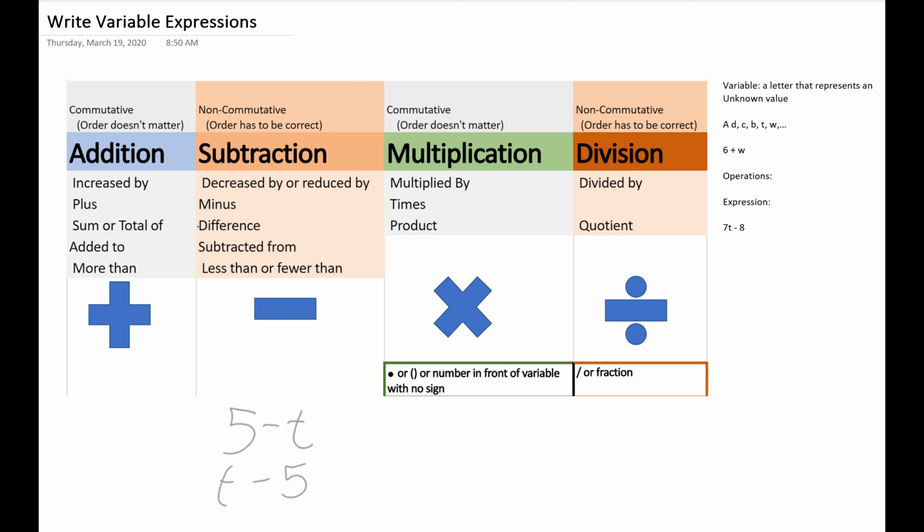So if, let's say t equals 3, 5 minus 3 is equal to 2, but 3 minus 5 is equal to negative 2. So it actually really matters in subtraction what order you put the letter and number in. The same is true for division. 6 divided by 3 is a different problem than 3 divided by 6. 6 divided by 3 equals 2.